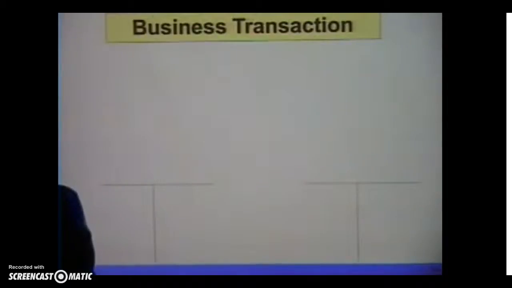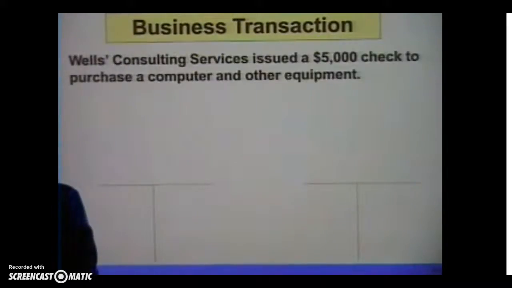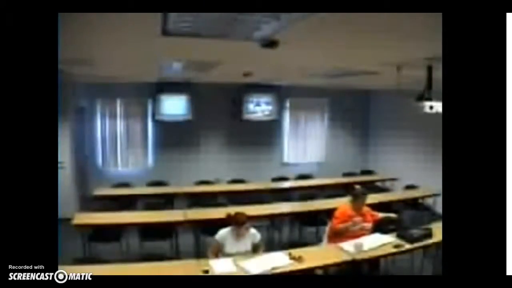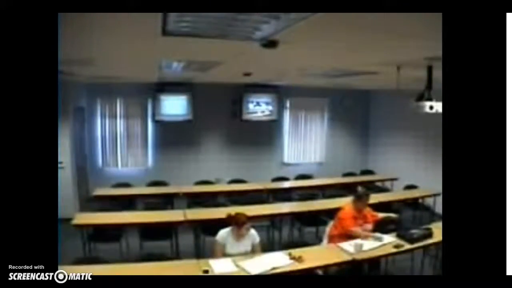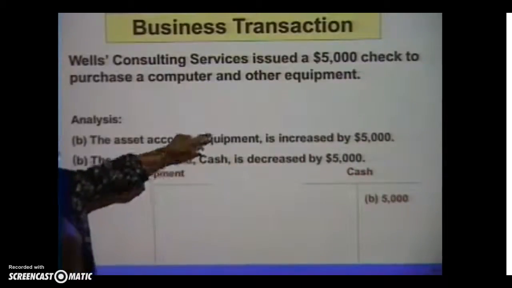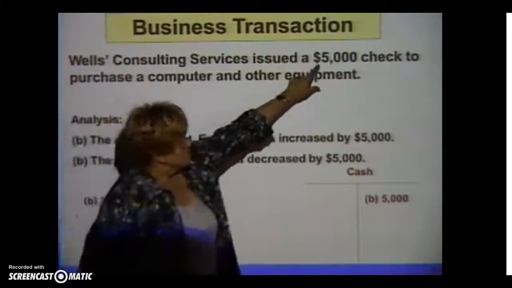All right. Let's look at another one that we've already done. We purchased some equipment for $5,000. Let's analyze it. What happened? What kind of accounts were affected? Cash. Cash was affected, you're right. And what else? And equipment. Because we wrote a check.